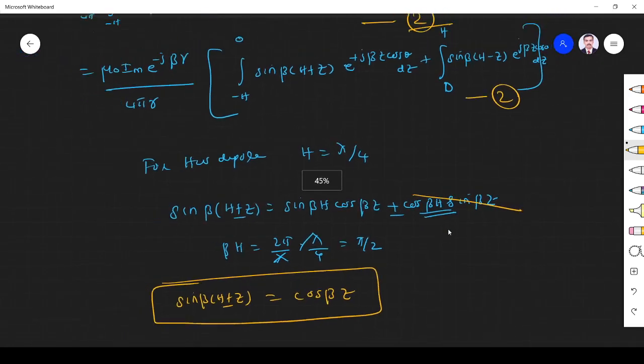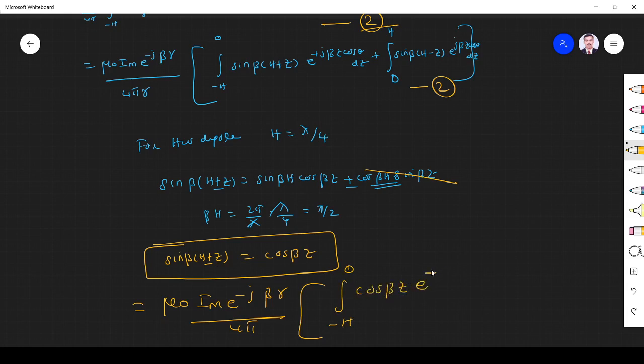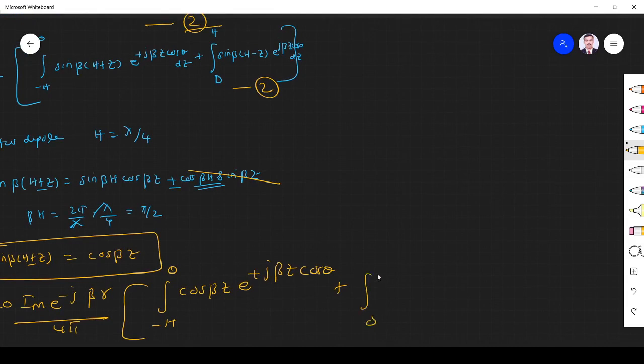So what will happen? This can be written as mu naught Im e power minus j beta r divided by 4 pi, integral minus h to 0 sin beta h plus z cos beta z e power plus j beta z cos theta, plus, you see, 0 to h sin beta h minus z also cos beta z e power j beta z cos theta into dz. Let us assume this is equation number 3.